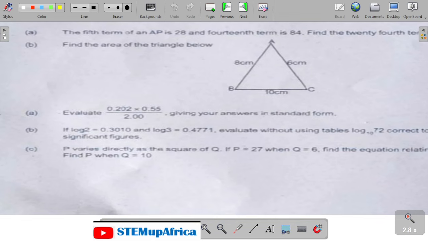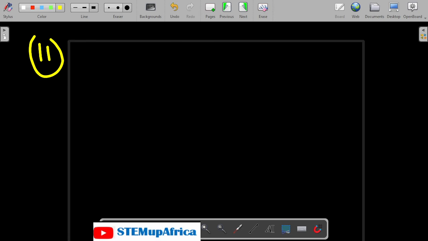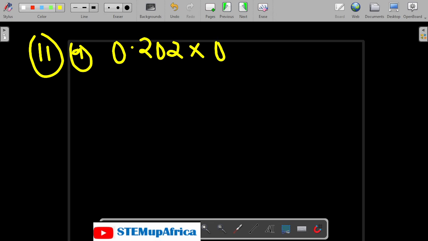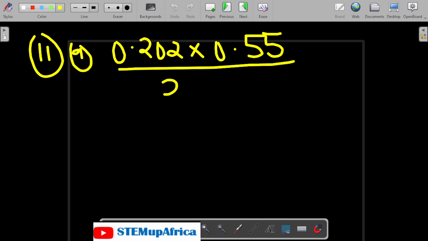Then let's check question 11. It says evaluate this, leaving your answer in standard form. So we evaluate 0.202 times 0.55 over 2.00. If I want to do this in standard form, that is 0.202 times 1000, which will give us 202.